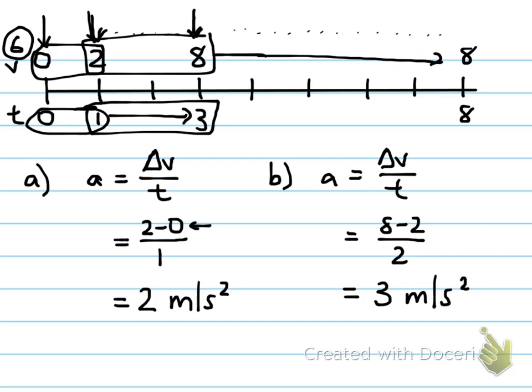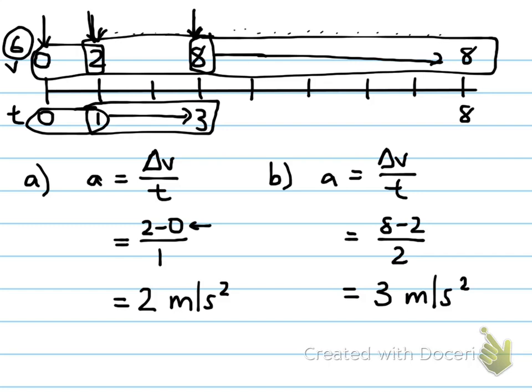Pretty straightforward. Question C says, what was the acceleration in the 4th to the 8th seconds? Well, if it's going 8 meters a second here, and it's still going 8 meters a second here, it hasn't accelerated, so the acceleration is 0. The speed hasn't changed, so the acceleration is 0 meters per second squared.